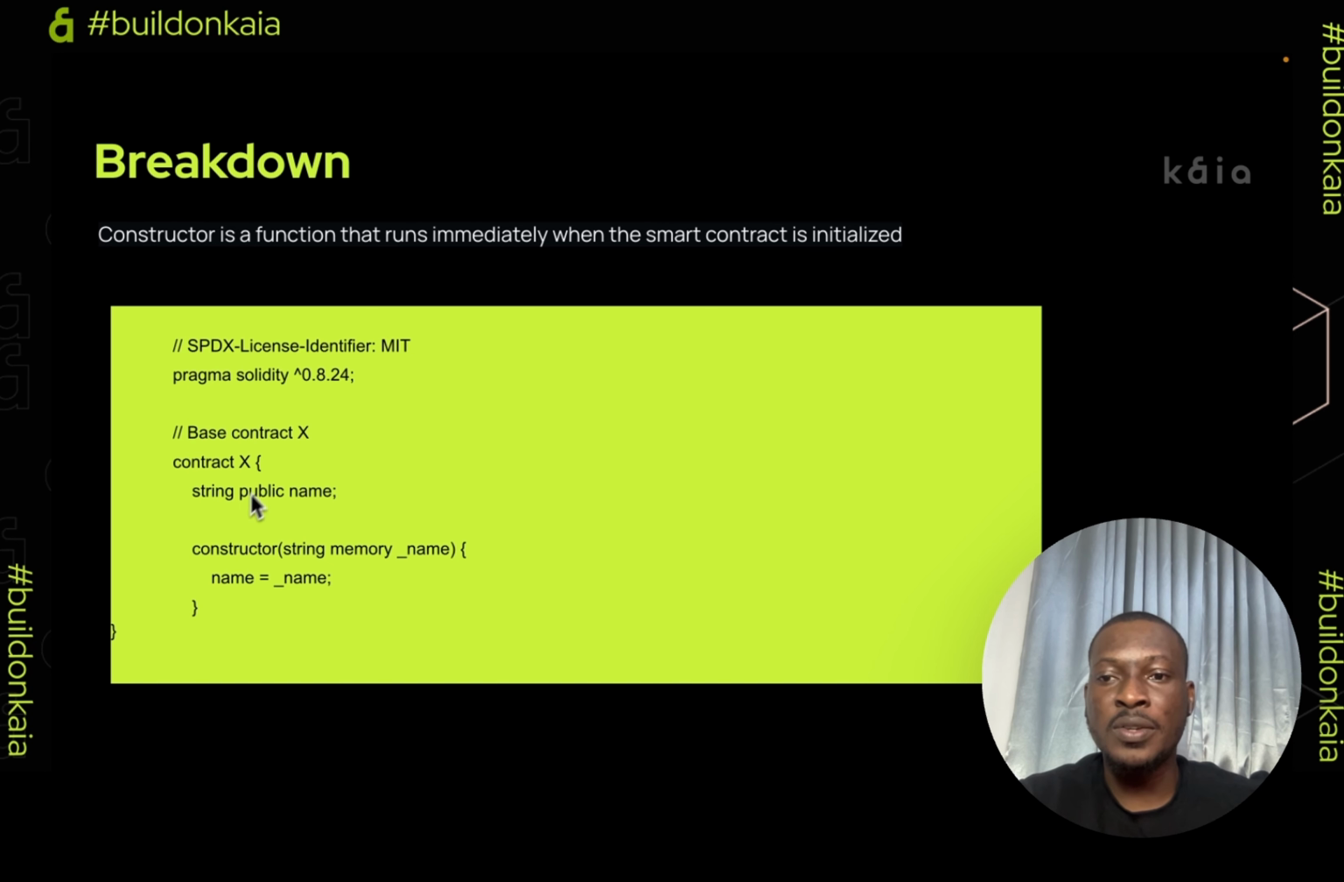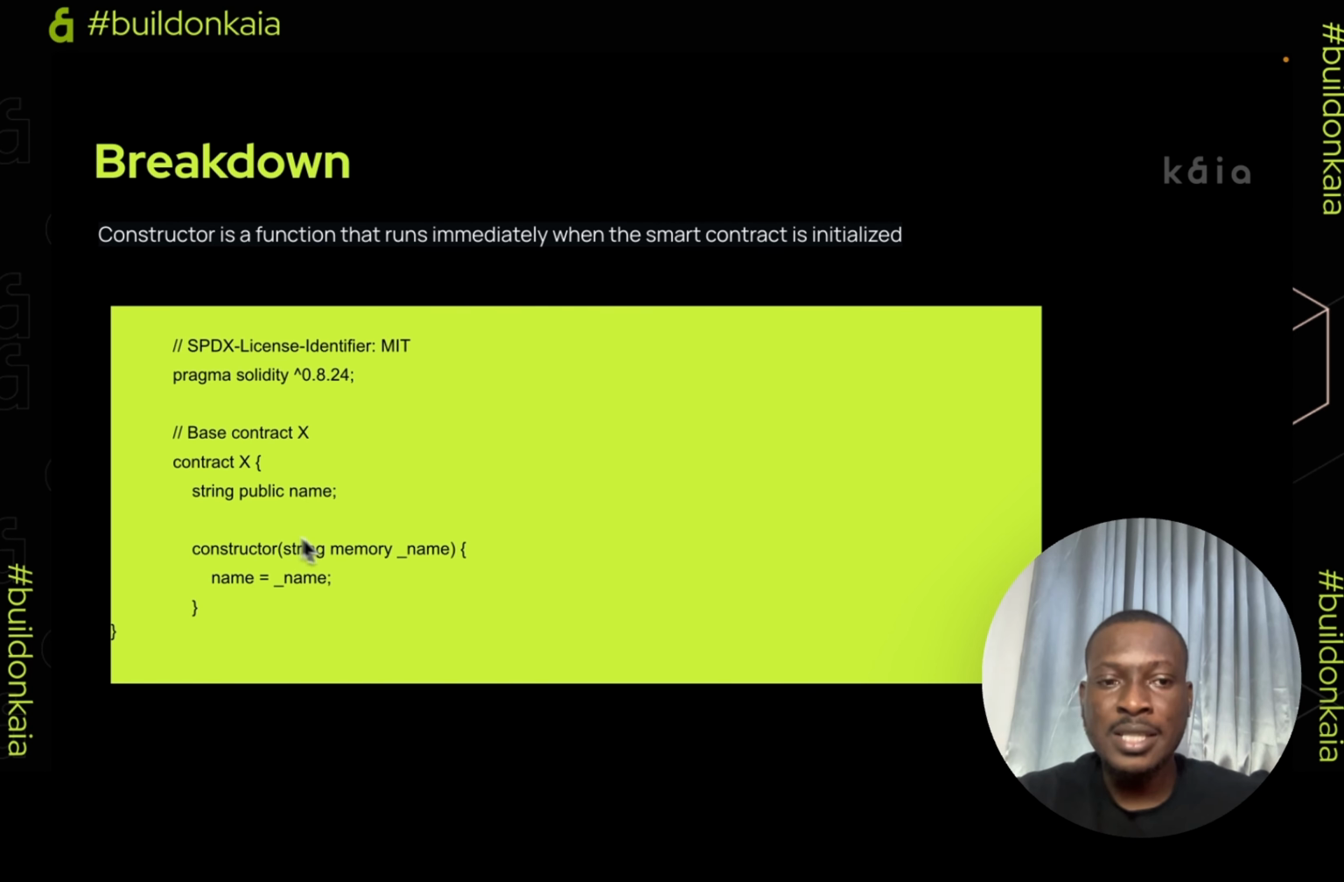We do this by declaring the constructor keyword with your parentheses, and it takes in arguments if there are any, right? So constructors basically are used to initialize your state variables. In this example, we have a state variable called name. It's a string type, and we set it to public. So what we are basically doing is assigning string memory name to the state variable name, right? As you can see. So let's head over to Remix and let's test that out.